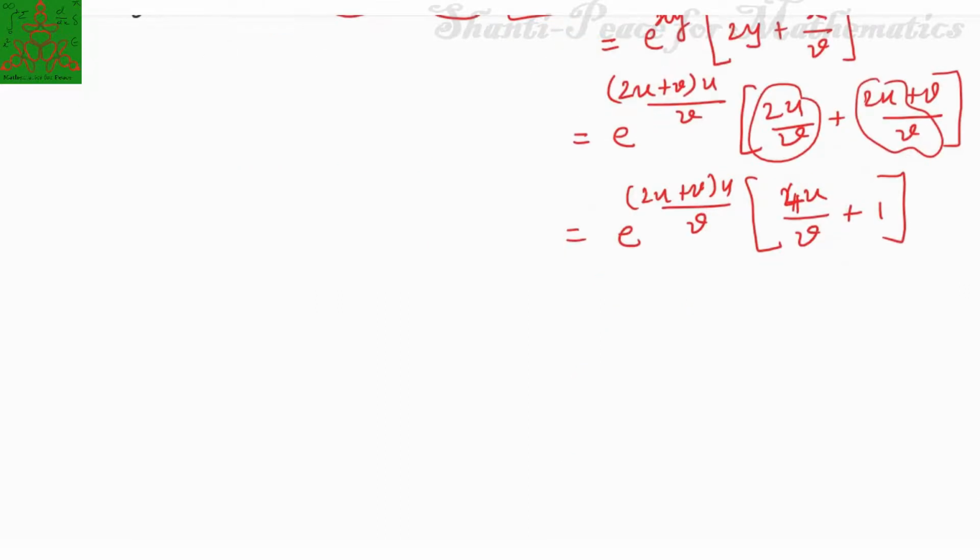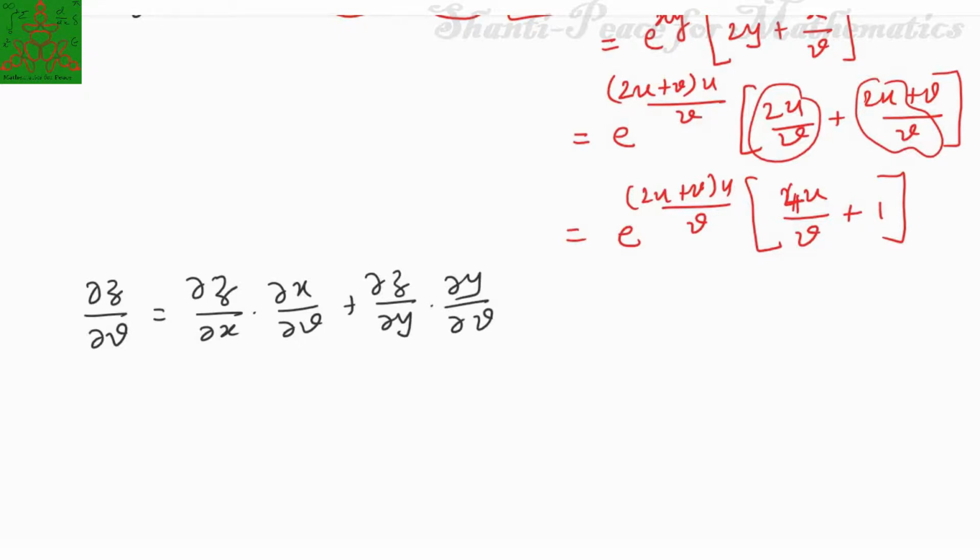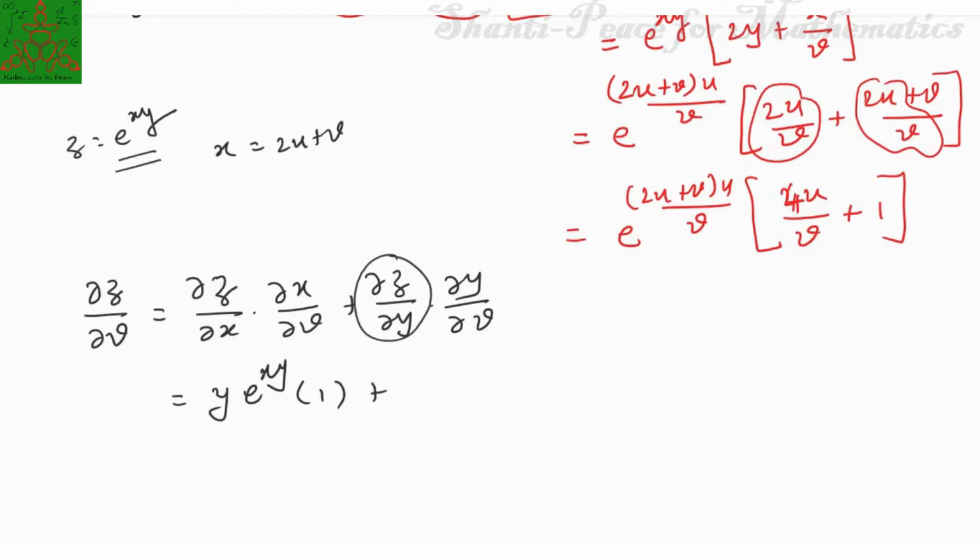In a similar manner, you have del z upon del v, which is del z upon del x into del x upon del v, plus del z upon del y into del y upon del v. For z you have e power xy, so del z upon del x is y e power xy. For x you have 2u plus v, so del x upon del v is 1. Del z upon del y, in the same way, is x e power xy. And del y by del v, since y is u by v, is minus u upon v square.